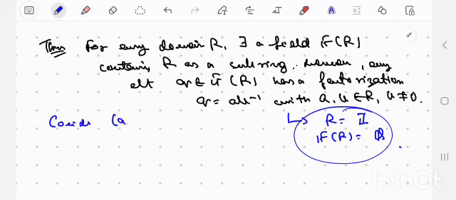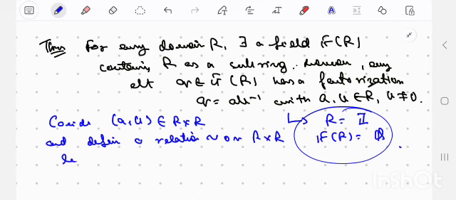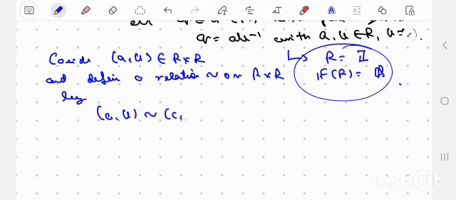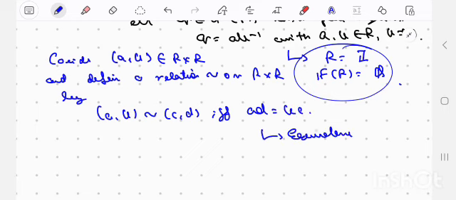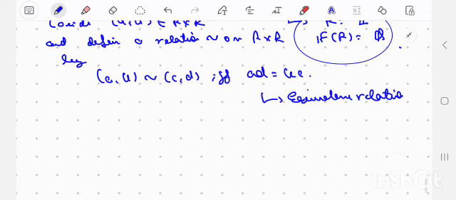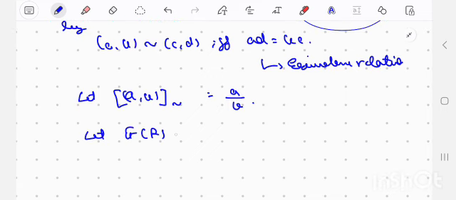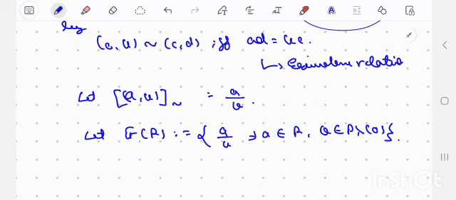Consider an element (A, B) in R cross R and define a relation tilde on R cross R, so that we say (A, B) is equivalent to (C, D) if and only if AD equals BC. You can check that this is an equivalence relation. Let the class of (A, B) under this equivalence relation be denoted as A by B. Let FR be the collection of all these equivalence classes such that A is in R, B is in R minus 0.